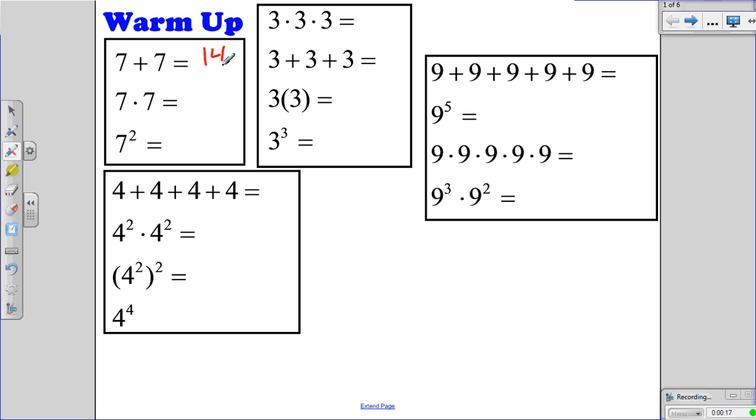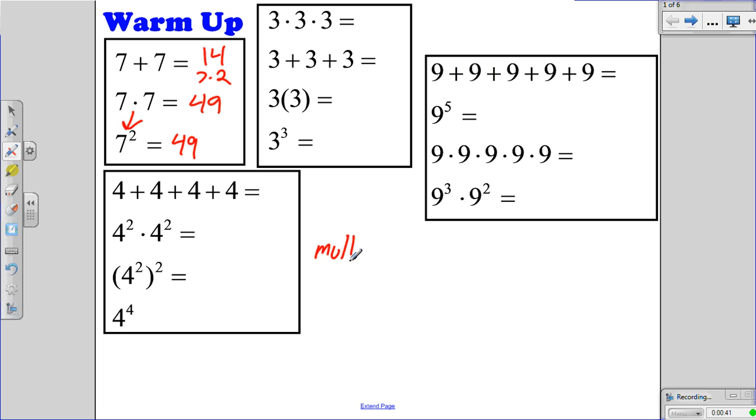So that is repeated addition. Or we could say that's 7 times 2. Okay, so multiplication is repeated addition. Whereas 7 times 7 is 49. And exponents, that's what it is, repeated multiplication. So 7 squared means 7 repeated 2 times through multiplication. So that's 49. So let's make a little note down here.